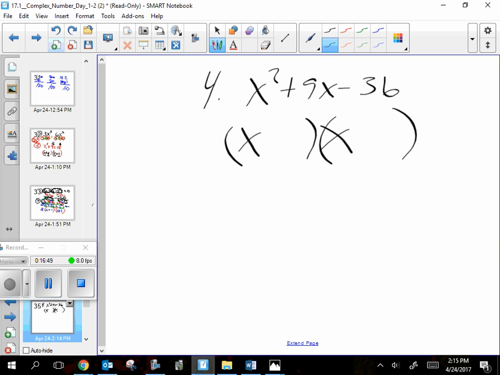Yes? 3 times something will make 36. 9 times 3 is 27, though, so that doesn't work. 3 times 9 is not it. We already said that's 27. So we're looking for something that makes 36. What times what makes 36? 3 times 9 is not 36. 9 times 3 is 27, not 36.